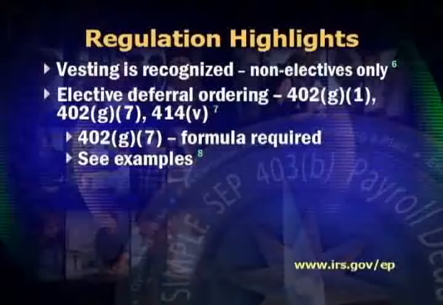Now, one item that the regulations go into, which is extremely important not only for sponsors of 403(b) but for participants to know, is what we call elective deferral ordering, and I'll take a moment to explain that. This year in 2007, we know that the basic limitation, and this is found in section 402(g)(1) of the code, for elective deferrals, that is the amount by which you can reduce your salary for a deferral to a 403(b), is $15,500.